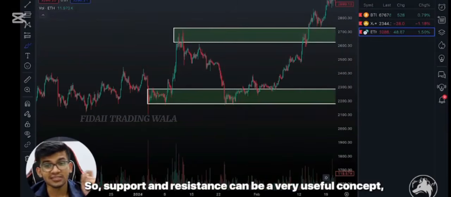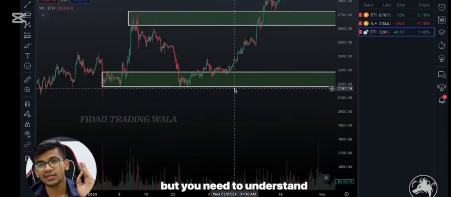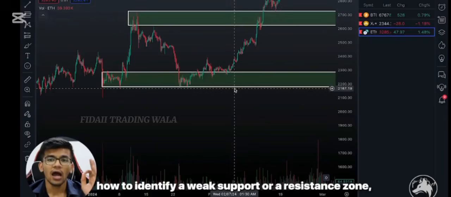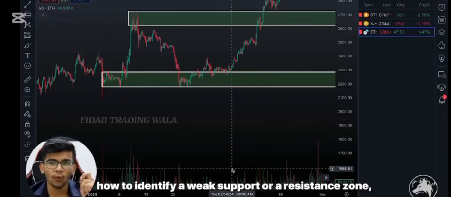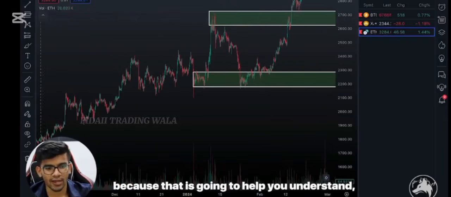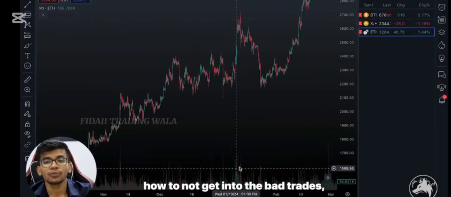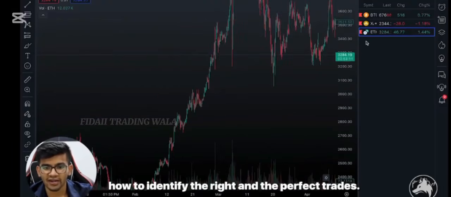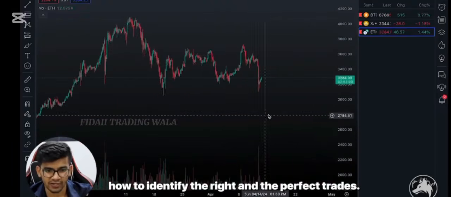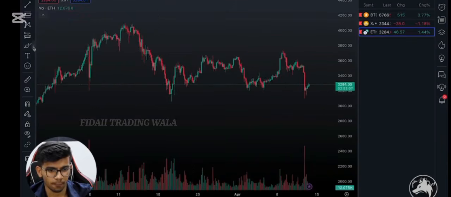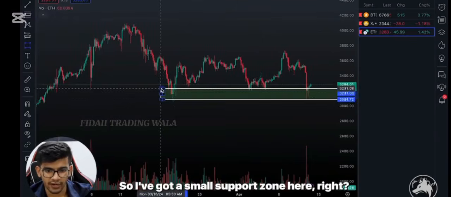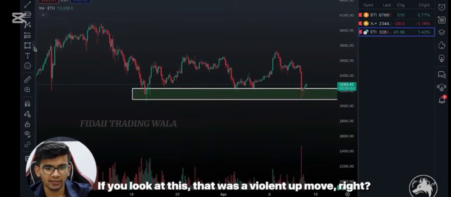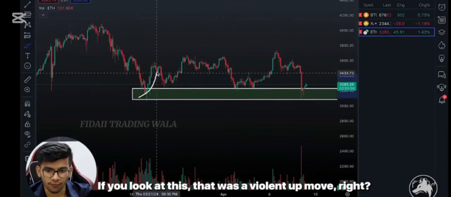So support and resistance can be a very useful concept, but you need to understand how to identify a strong support, and how to identify a weak support or resistance zone, because that is going to help you avoid bad trades and identify the right and perfect trades. Let me give you another example. We've got a small support zone here, right? What happened from here? If you look at this, there was a violent up move, right?